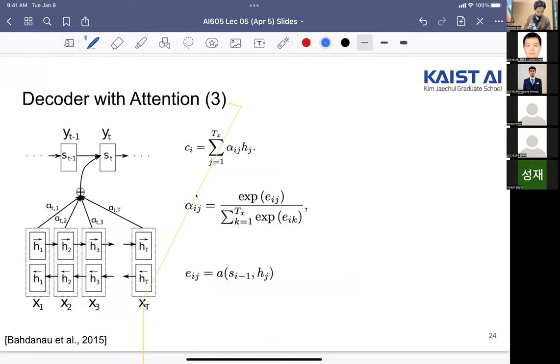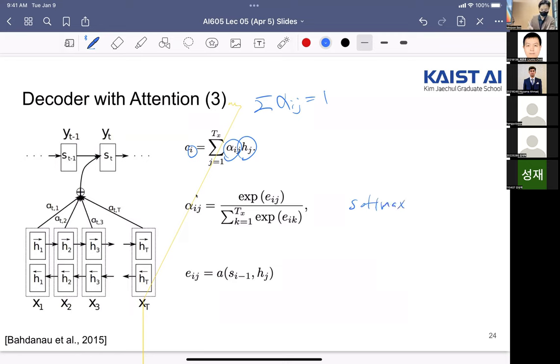So remember the C. No, C is no more just C. It has i, right? Why does it have i? Because the C will be dependent on each time step. And C_i is just the weighted sum of all the input hidden states. These are the input hidden states, so these are the outputs of the input LSTM or GRU. But these are the scalar weights. And of course, the summation of alpha_ij is equal to 1. And that can be enforced by, again, using softmax, right? This is softmax.